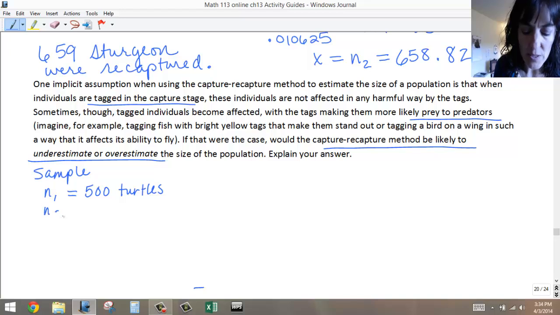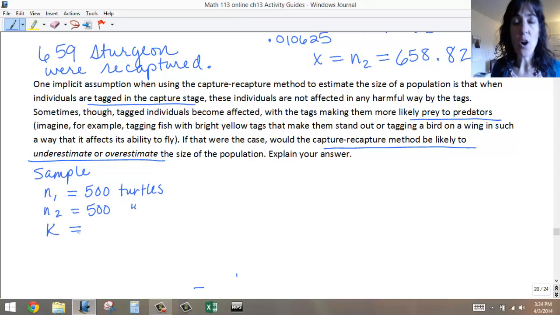And then our n sub 2, let's say it's also 500. We're going to make this really easy for ourselves. And then let's say that our k, the number that are marked in our recapture, let's say that it's 100 turtles. And so let's figure out what that population would be based on that. And this is assuming that everything goes as it should.